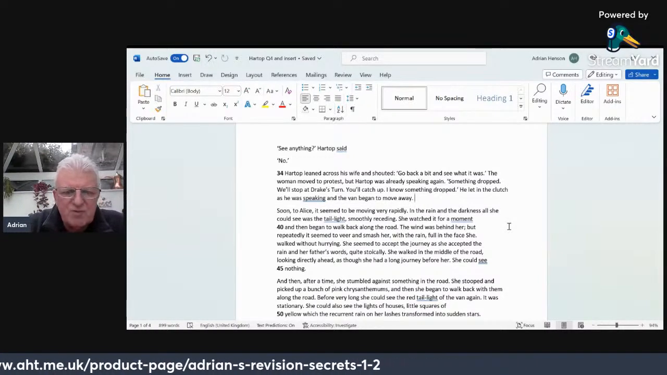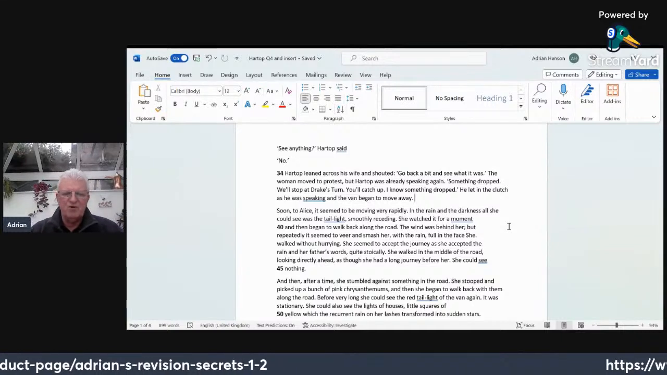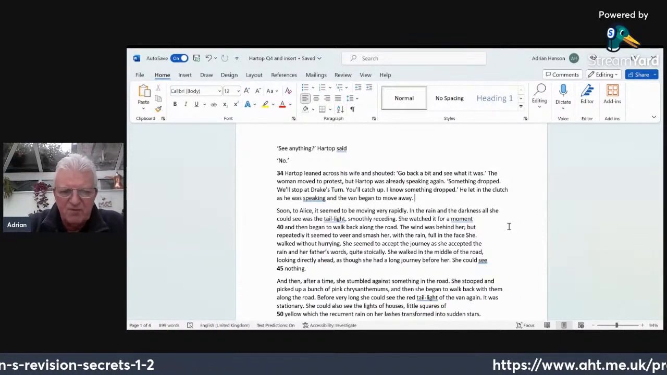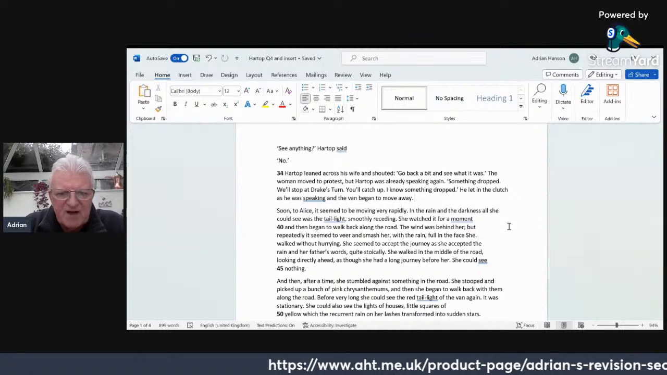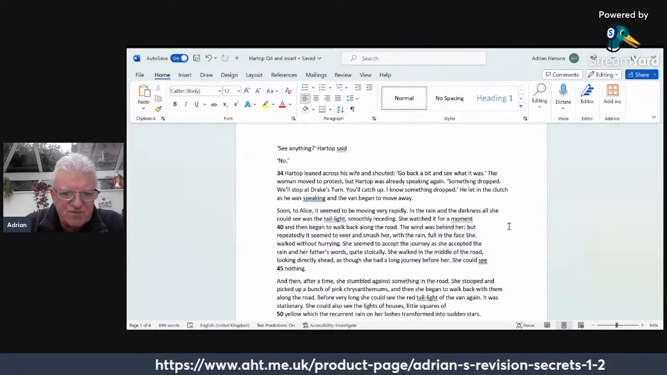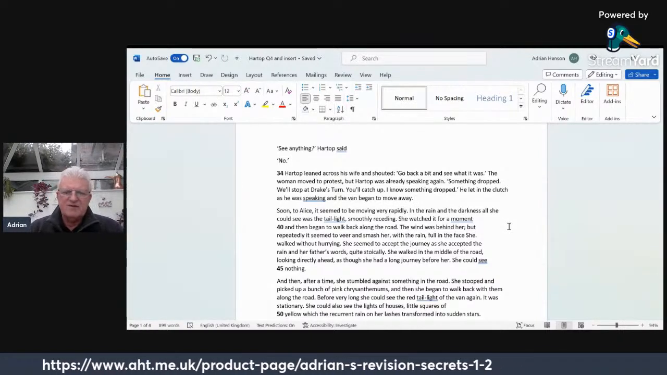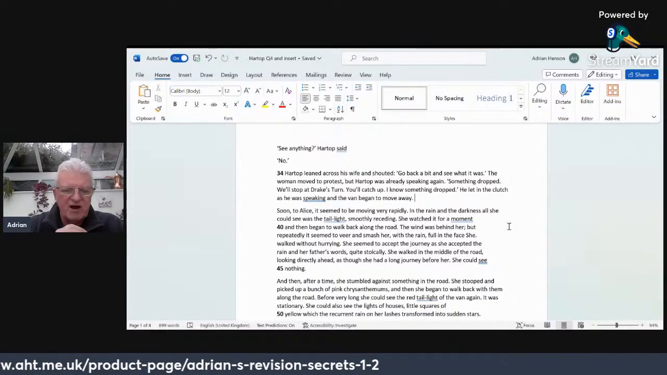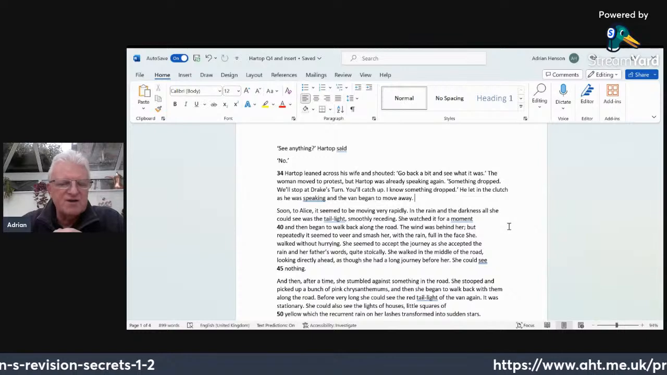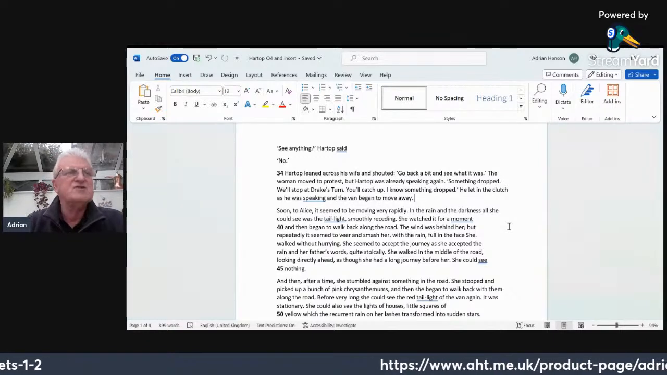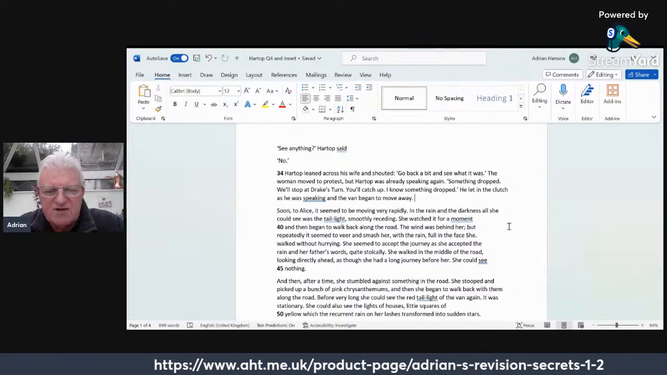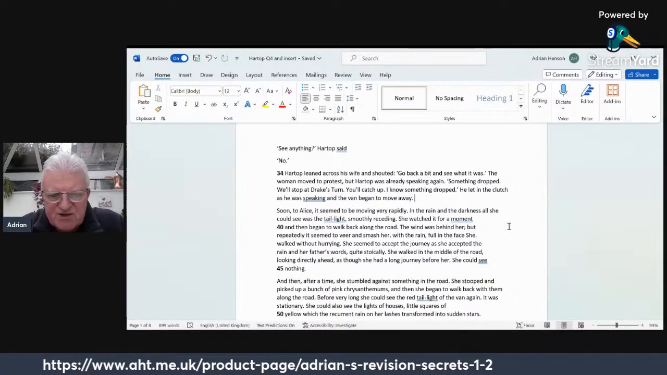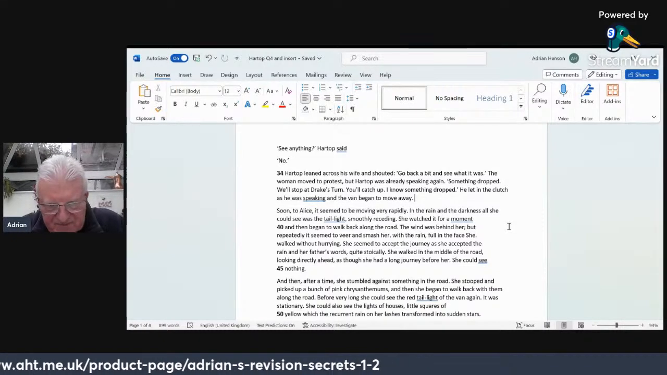"But she walked without hurrying." So if you were terrified of the rain, you'd probably be running along. "She seemed to accept the journey as she accepted the rain and her father's words quite stoically." Now, she accepted the rain. She's used to it. And her father's words, quite stoically. And if you look at the definition of stoic, it's somebody who has a kind of resilience, just gets on with things, doesn't make a fuss.